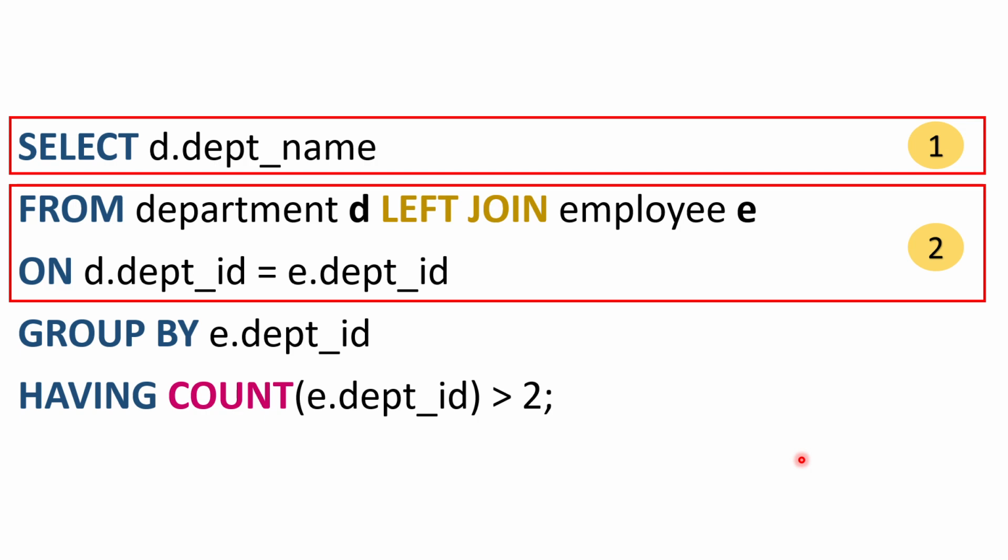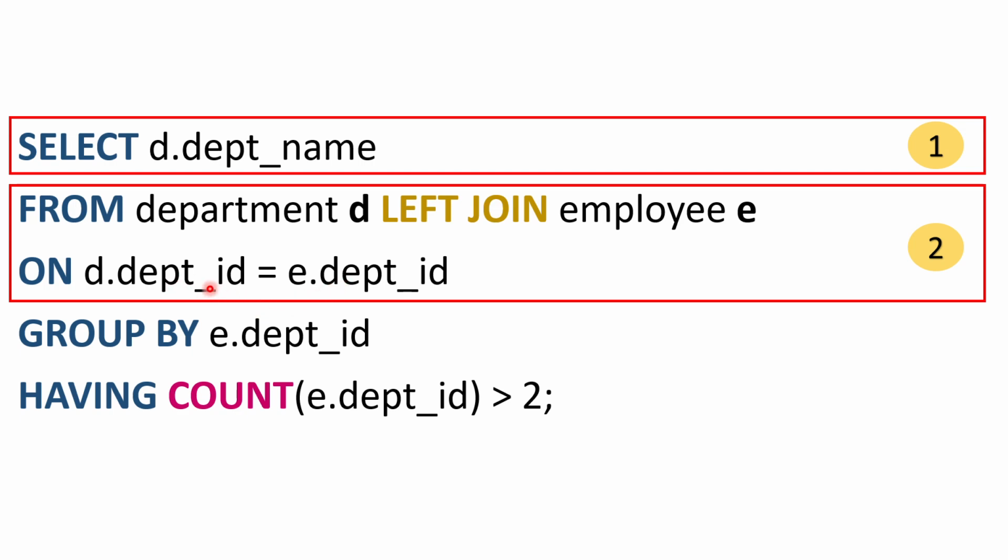So here d and e are aliases, or we can say these are temporary names for the department and the employee tables. These tables will be joined based on the department ID, because department ID is the common column between these 2 tables. And here we are writing d.department_id so that we can tell the database that this department ID is from the department table, because d is the alias for the department table, and the same for the department name and the employee ID.